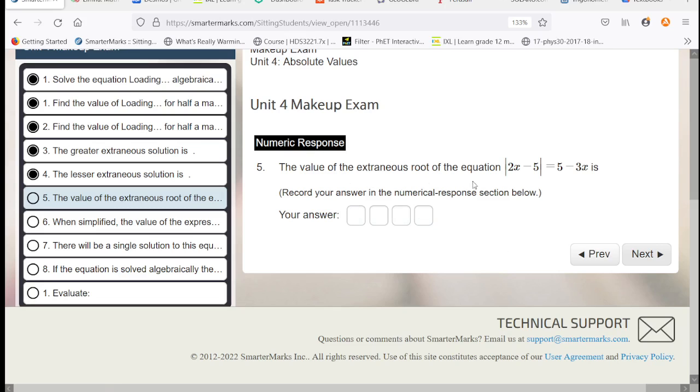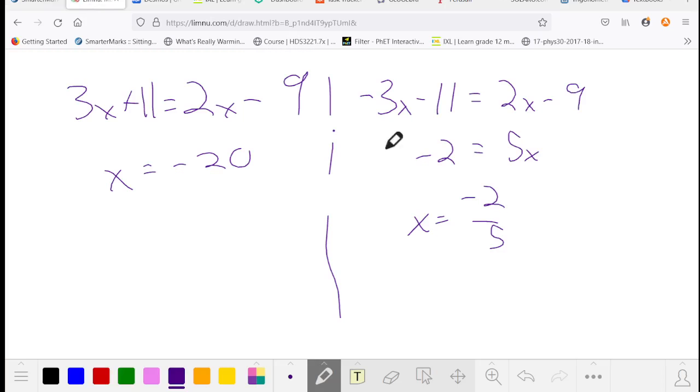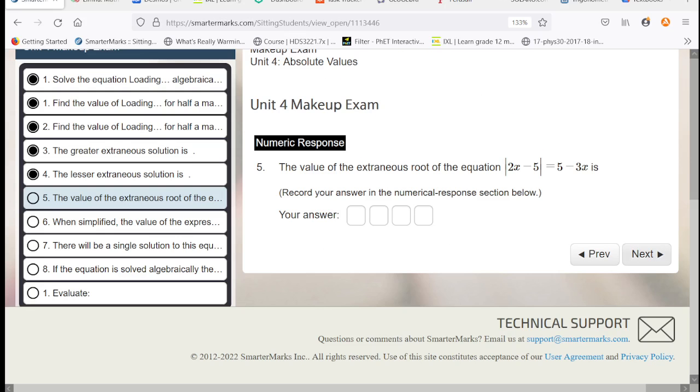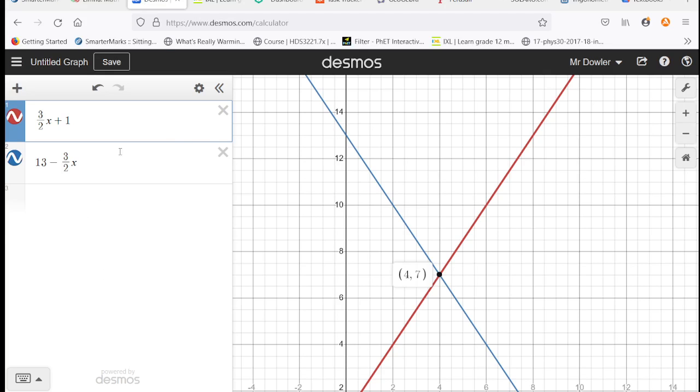Now, the value of the extraneous root of this equation is, again, we're asked specifically for the extraneous root because that's the one we cannot easily find by graphing. Right, if we were to just graph this, we would get the valid root, not the invalid root. So what can help us with graphing, though, is when we do it algebraically, we'll find two solutions.